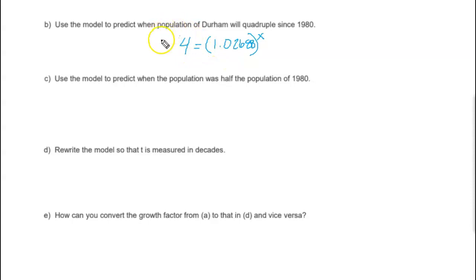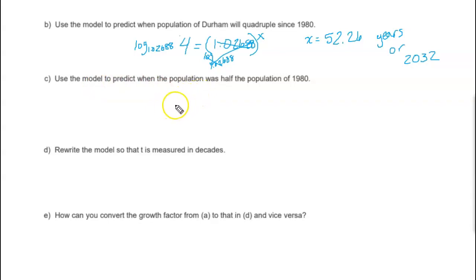Again, we can use our algebraic skills. I'm going to have to do log base 1.02688 to both sides, and the log and the exponential will undo one another, and I get that x is equal to 52.26 years. Now the other thing is, when is that? That's 52 years after 1980, so that would be sometime in 2032 is when we would expect Durham's population to quadruple.